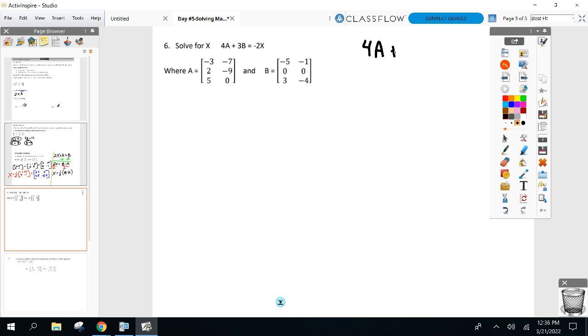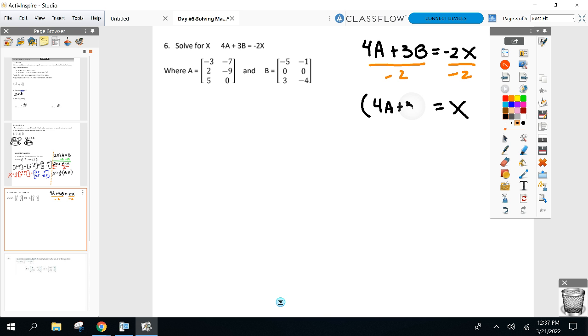Four times matrix A plus 3 times matrix B is the same as multiplying -2 times this mystery matrix. All right, get X by itself. What's your move? What do I need to do on both sides to get -2 out of there? Divide both sides by -2. Not a big fan of division. So instead of saying divide by -2, multiply 4A plus 3B by -1/2.